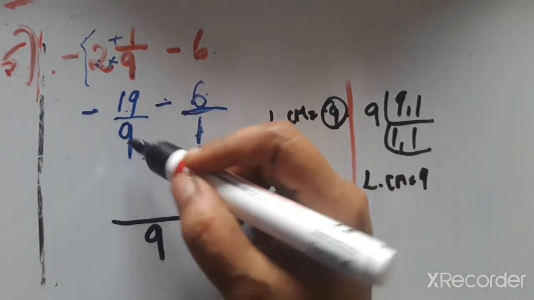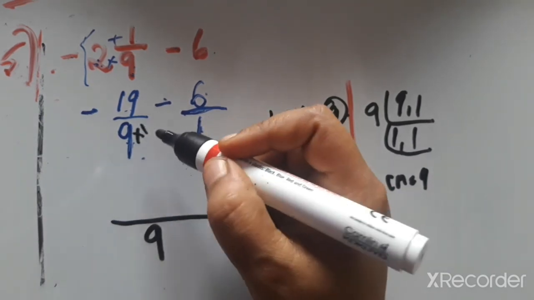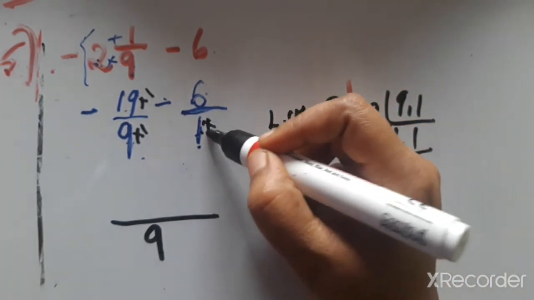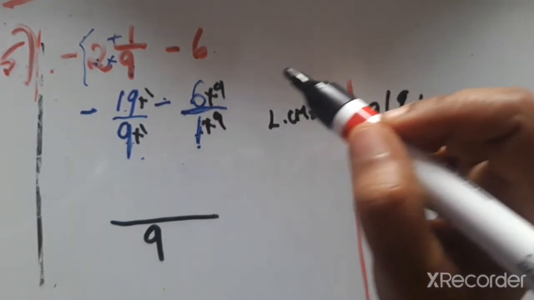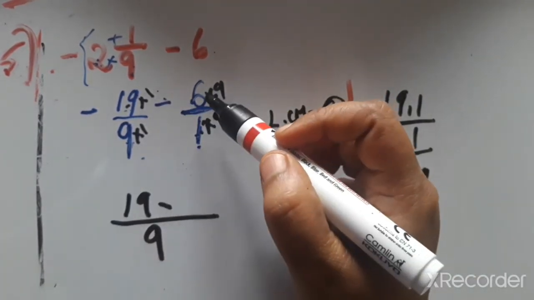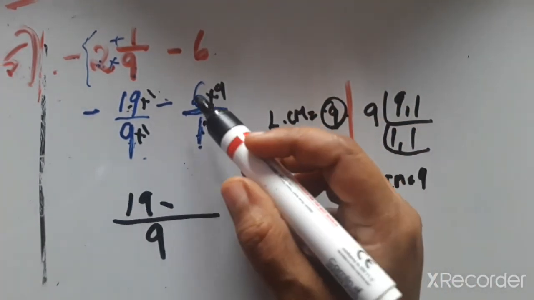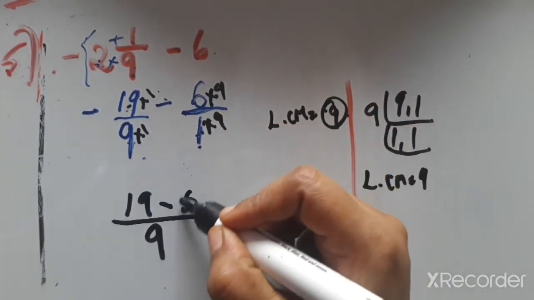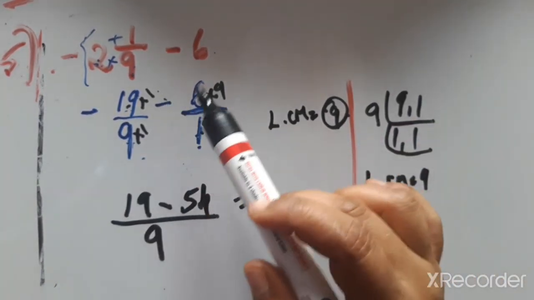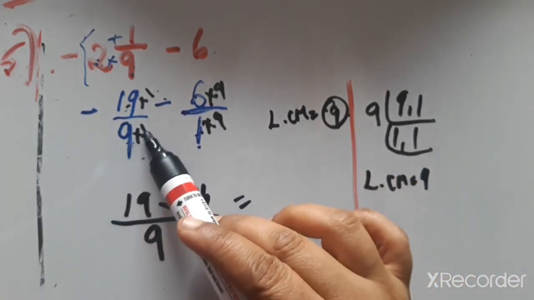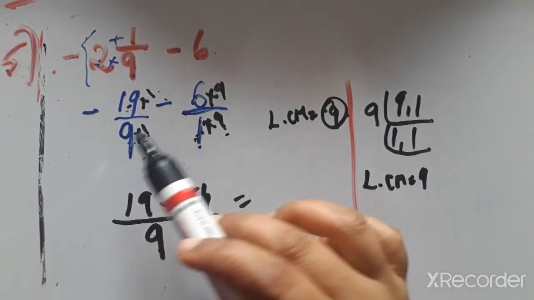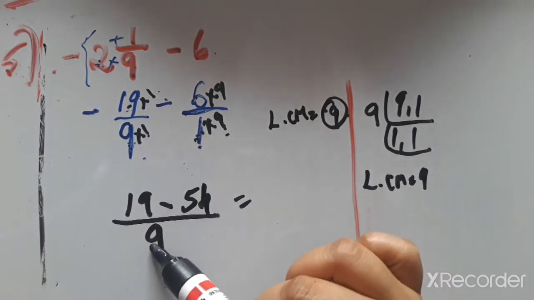Equalize the LCM. 9 how much are 9? 9 ones are 9, so we multiply by the same number, 1. Now 1 how much are 9? 1 9s are 9, so we multiply by the same number, 9. Now 19 ones are 19, minus 6 9s are 54. 9 ones are 9 or 1 9s are 9, we already wrote the common denominator. Now the denominators are the same: here also 9, here also 9, which is the LCM value.